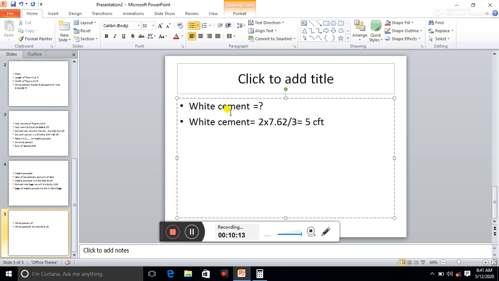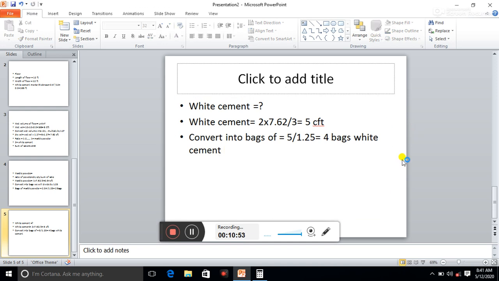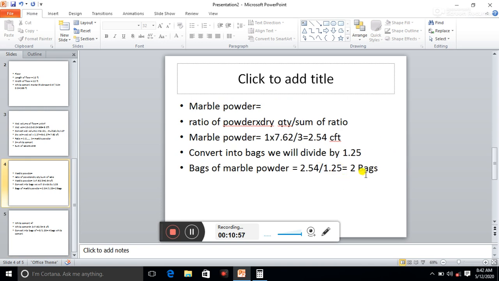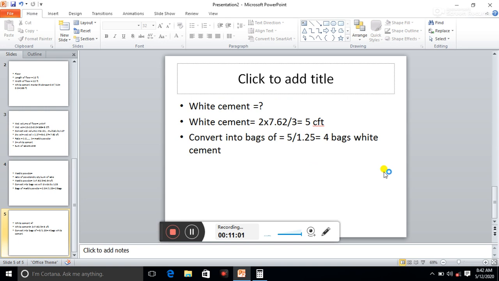Okay, so now convert into bags: 5 divided by 1.25 will be equal to 4 bags of white cement. Generally, if you look at the ratio of 1:2, marble powder is equal to 2 bags, and the white cement ratio is double that of marble powder. So here 4 bags of white cement will be required.